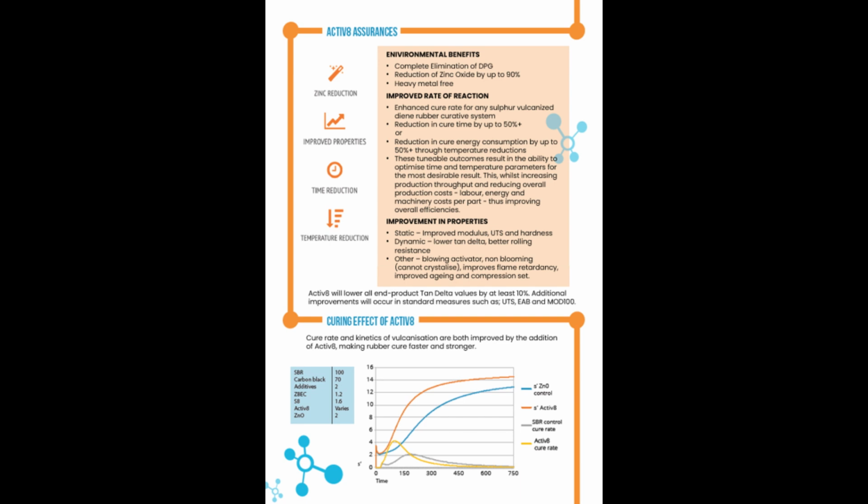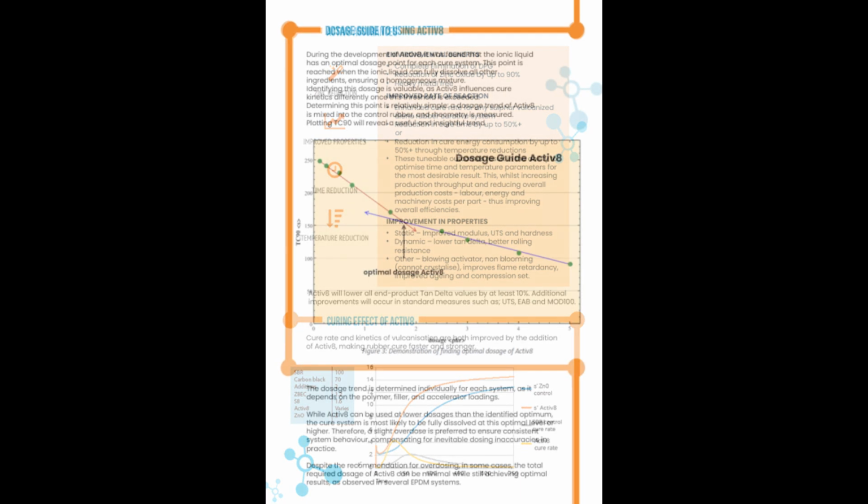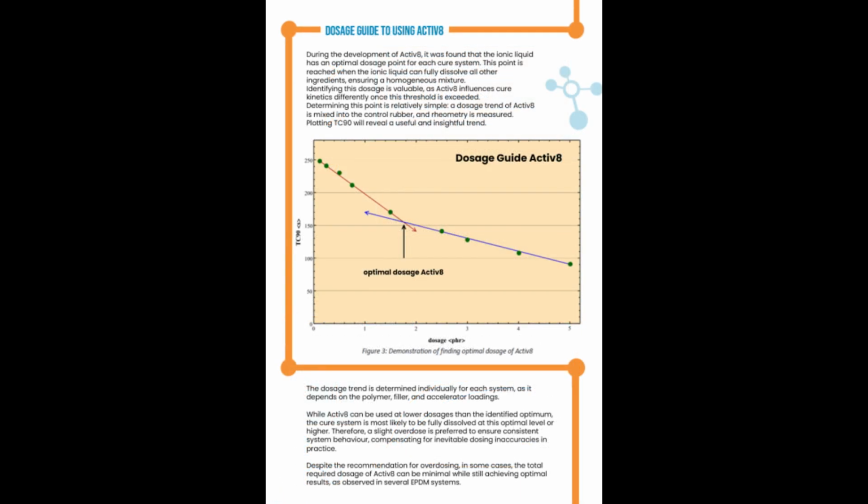Curing effect of Activ8. Cure rate and kinetics of vulcanization are both improved by addition of Activ8, making rubber cure faster and stronger. Dosage guide to using Activ8. During the development of Activ8, it was found that the ionic liquid has an optimal dosage point for each cure system. This point is reached when the ionic liquid can fully dissolve all other ingredients, ensuring a homogeneous mixture.